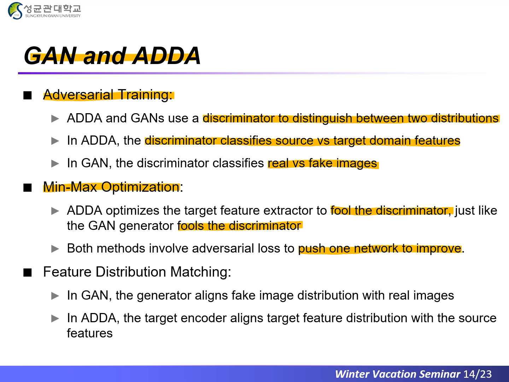Finally, feature distribution matching. In GAN, the generator aligns the fake image distribution with real images. In ADDA, the target encoder aligns the target feature distribution with the source features.